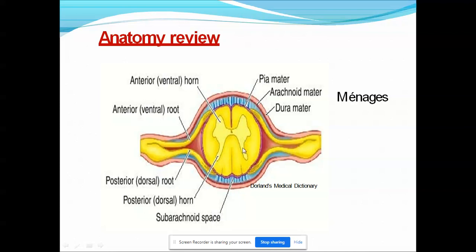Take a screenshot on your screen. If this picture is visible, then take one screenshot of this. Okay, everybody can take a screenshot. Later on one person can send me. Okay, so this is the normal anatomy.